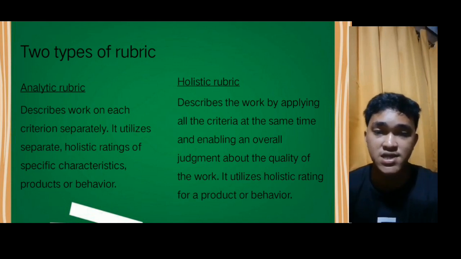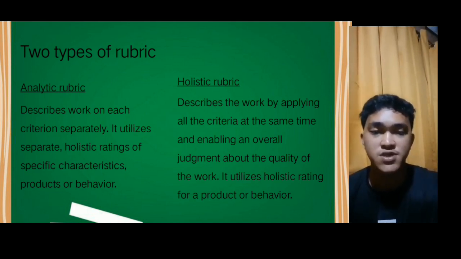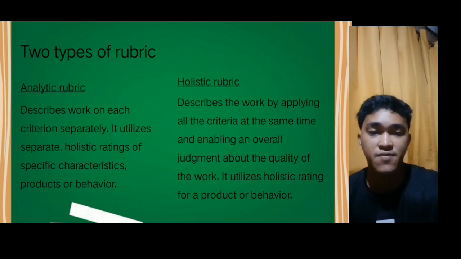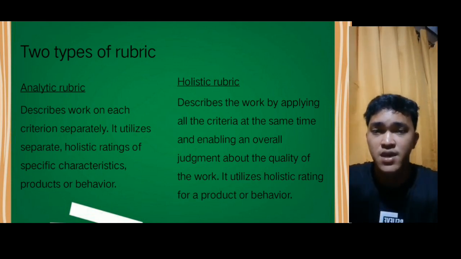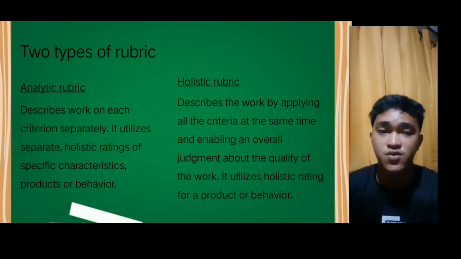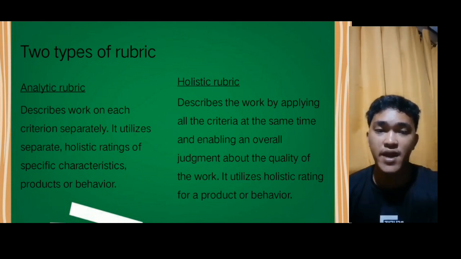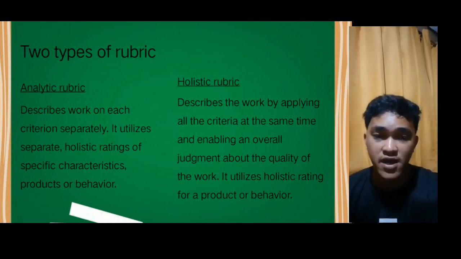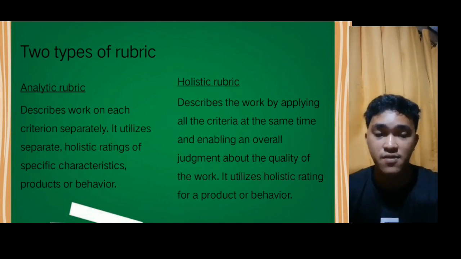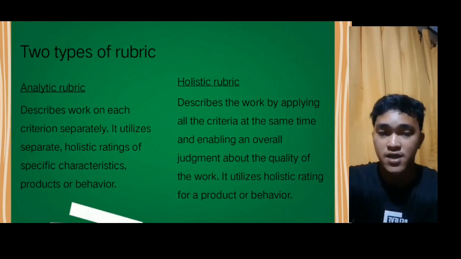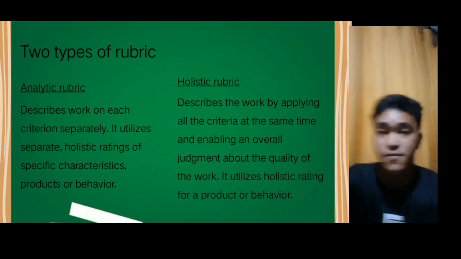The first one is the analytic rubric. It describes work on each criterion separately. It utilizes separate holistic ratings of specific characteristics, products, or behavior. The second one is a holistic rubric. It describes the work by applying all the criteria at the same time and enabling an overall judgment about the quality of the work. And also it utilizes holistic rating for a product or behavior.